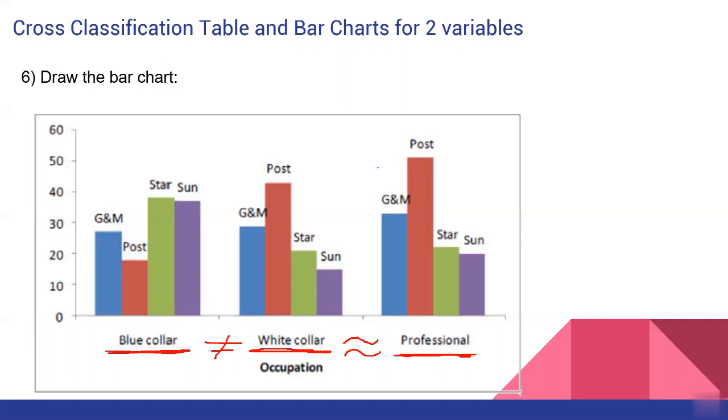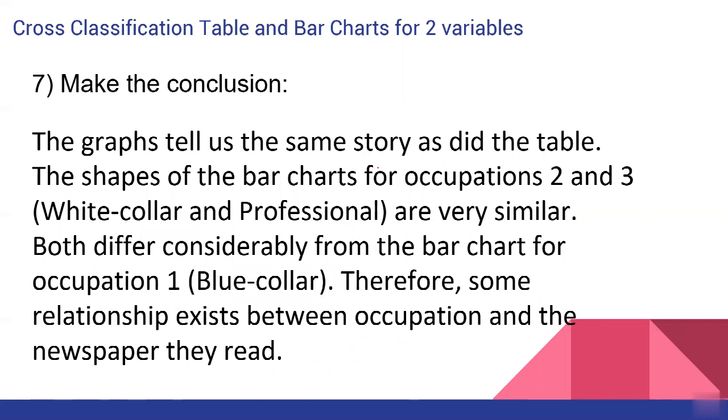Any questions? Okay, so lastly, we can make the conclusion. The graphs tell us the same story as the table. The shapes of the bar charts for occupation 2 and 3, which are white collar and professional, are very similar. Both differ considerably from the bar chart for occupation 1, which is blue collar. Therefore, some relationship exists between occupation and the newspapers you read.